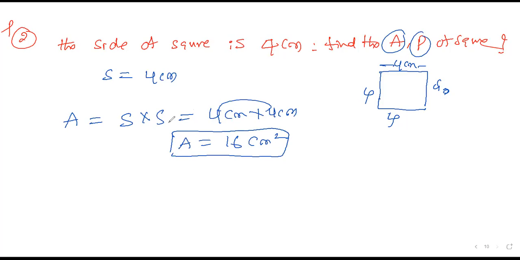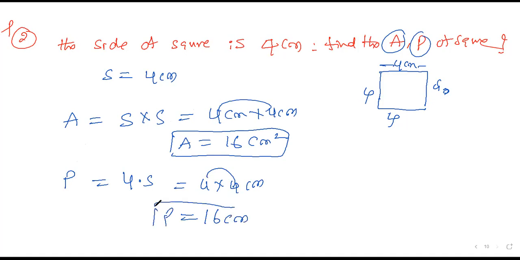Clear? Now we go for the perimeter. What's the perimeter of a square? 4 into S. Very good. Now 4 into 4 centimeter. What is the answer? 4 fours are 16 centimeters. 16 centimeter, not meters. Now it is very clear that the units are very important. You may think it is very simple, but in competitive examinations you are going to miss the answer. That is why units are very important.